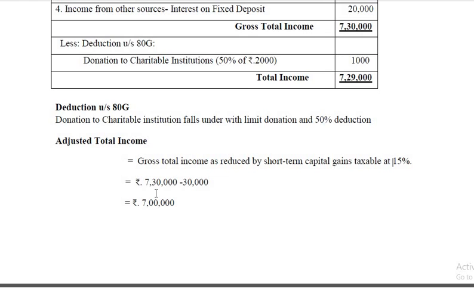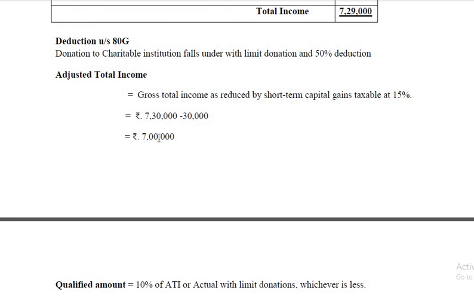Number 2, long-term capital gain. Number 3, all deductions under Section 80 except 80G. But for short-term capital gains taxable at 15%, you don't have the rest of the two items. Therefore, you deduct 30,000 from 7,30,000. 7,30,000 is the gross total income. So you get 7 lakh.